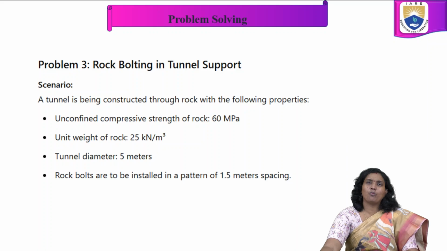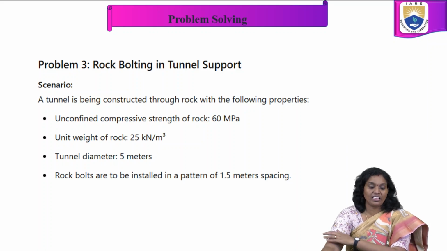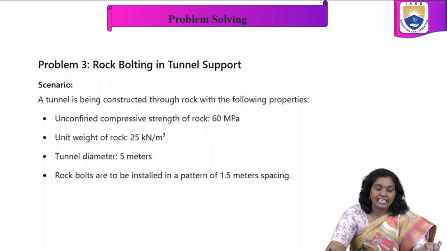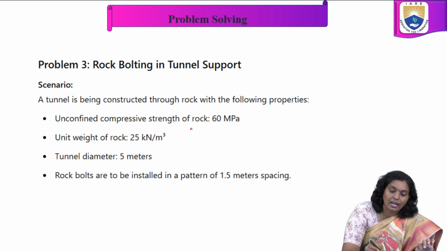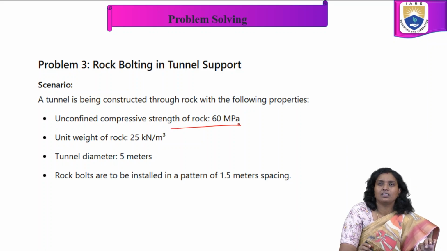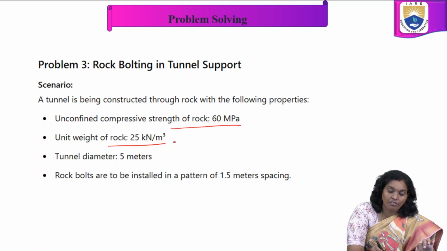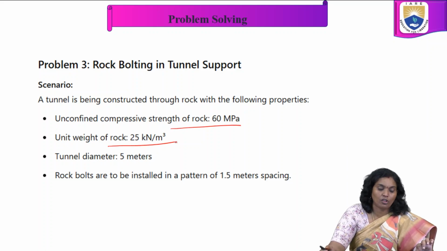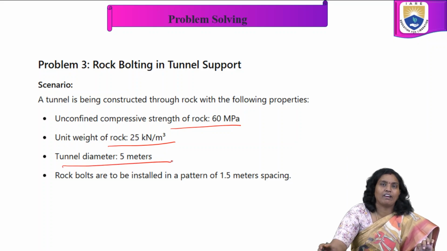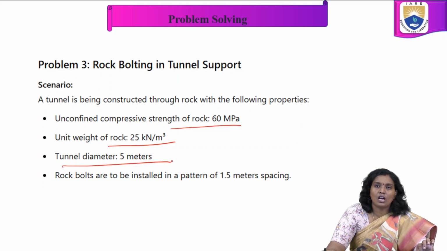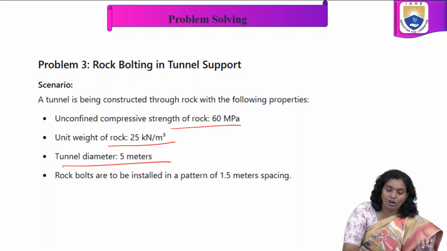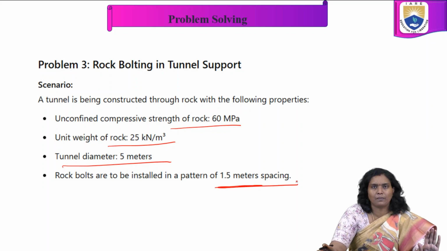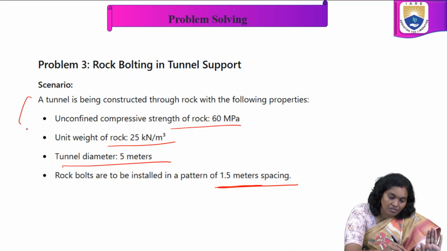Next, rock bolting in tunnel support. In this scenario, a tunnel is being constructed through rock with the following properties: unconfined compressive strength 60 MPa, unit weight of rock 25 kN/m³, tunnel diameter 5 meters. Rock bolts are to be installed in a pattern of 1.5 meters spacing. This is the scenario which we have.